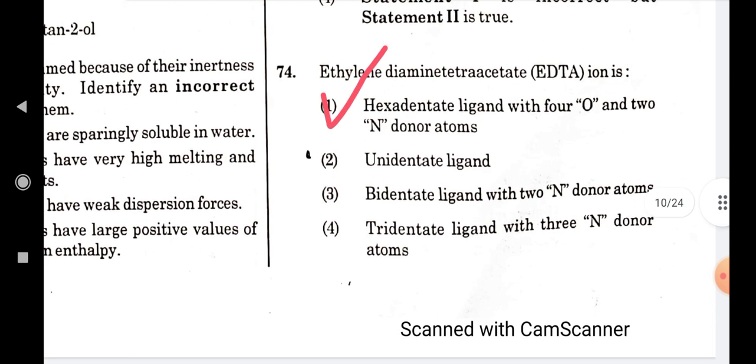Now ethylenediaminetetraacetate is a hexadentate ligand. So there is tetra, that is the 4 acetate groups and 2 amine nitrogen groups. So it will have 4 oxygen and 2 nitrogen donor atoms. So the correct option will be option number 1.